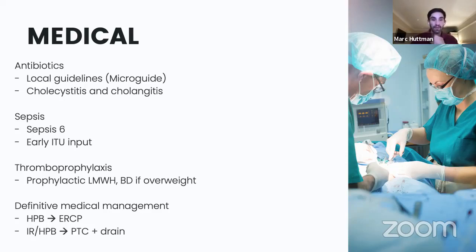Thromboprophylaxis: these people are usually overweight. They'll be sedentary for that period of time. They will often have other risk factors for clots, and they'll be acutely unwell. So considering prophylactic low molecular weight heparin is very important. And if they're overweight, over 100 kilos, then you need to give that twice a day instead of once a day.